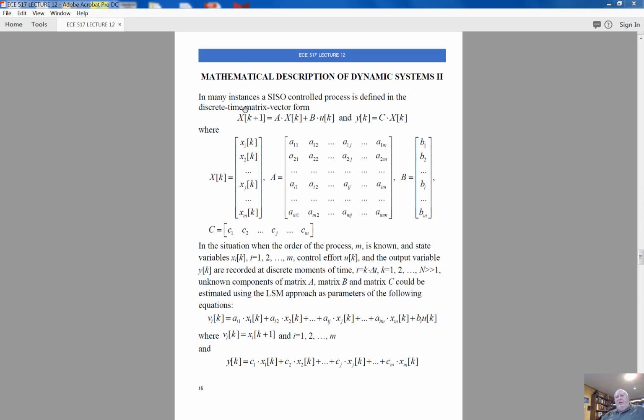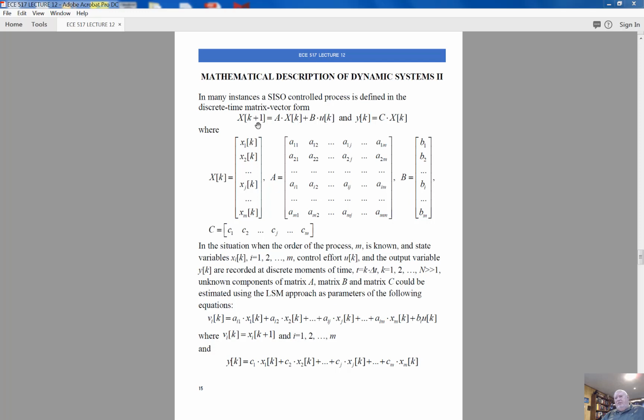We will talk now about mathematical description of dynamic systems 2. In many applications, a single input, single output control plant is represented in a state variable notation, and this state variable form has the state equation and the output equation.